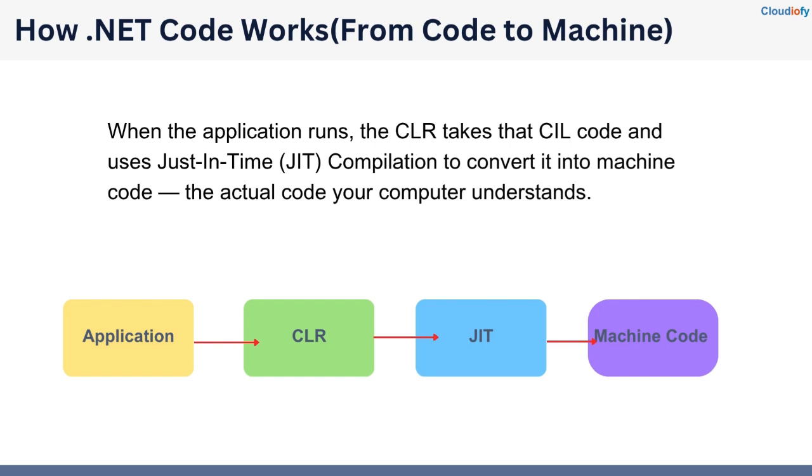So the whole flow looks like this: C# code, compiler, CIL, CLR, machine code. And yeah, this process works the same way for all .NET languages.